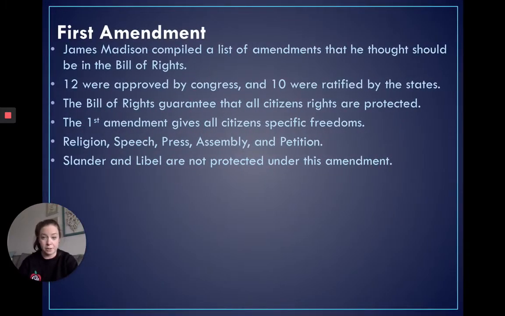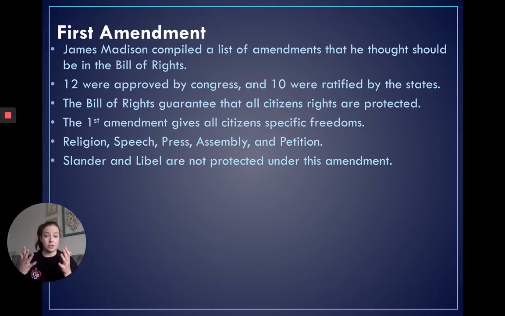Okay, let's look at the First Amendment. The First Amendment is probably one of the most popular amendments we hear about in society because it has a lot in it. But first of all, James Madison compiled the list of amendments that he thought should be in the Bill of Rights. I think the original number was like 30-something amendments. And let's talk about what an amendment is. To amend something means make a change.